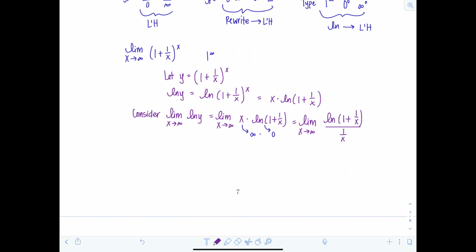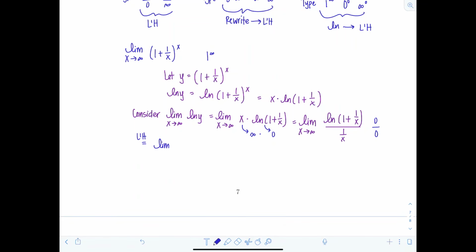Now, do I have one of the indeterminate forms of the type where I can apply L'Hopital's rule? Let's see. So x goes to infinity. I have ln of 1 in the numerator, so that's going to 0. X goes to infinity, denominator is going to 0. So yes, I'm allowed to apply L'Hopital's rule.